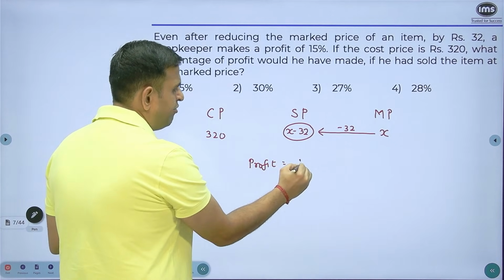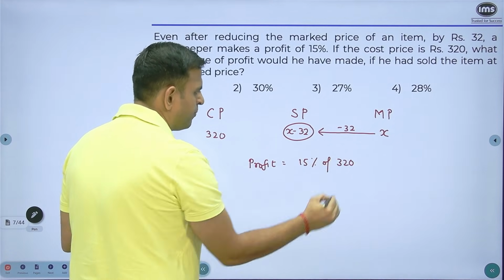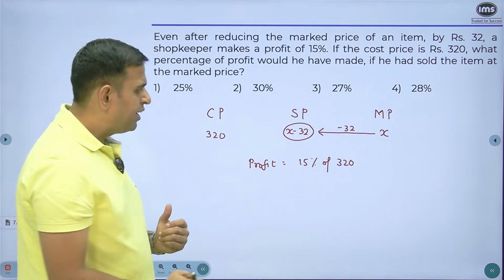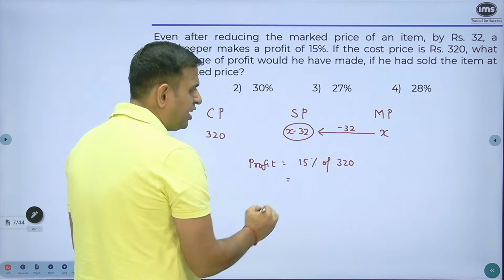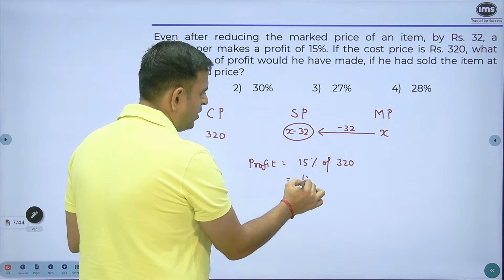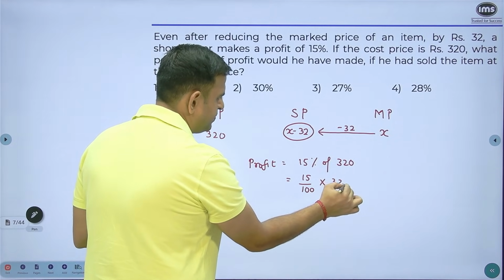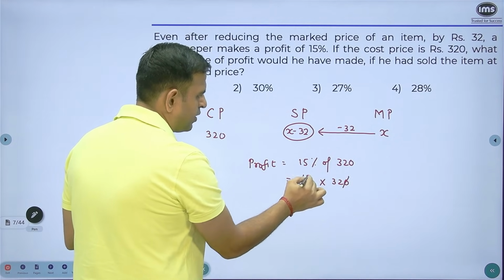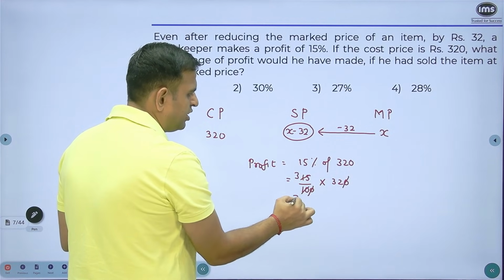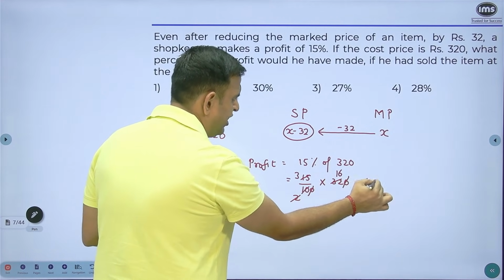must be 15% of the number 320. Let's try to evaluate this particular number. 15% would mean 15 upon 100 times 320. 5 threes are 15, 5 twos are 10, so 2 times 16, and this simply becomes equal to 48.